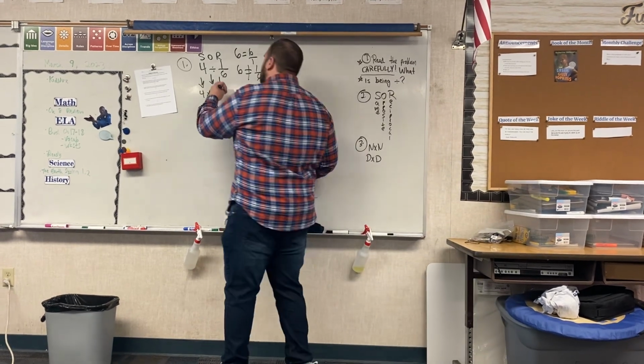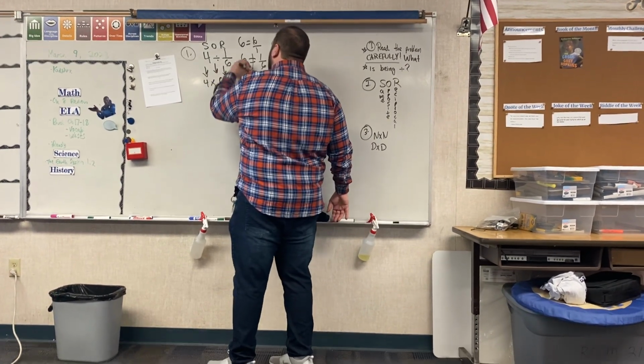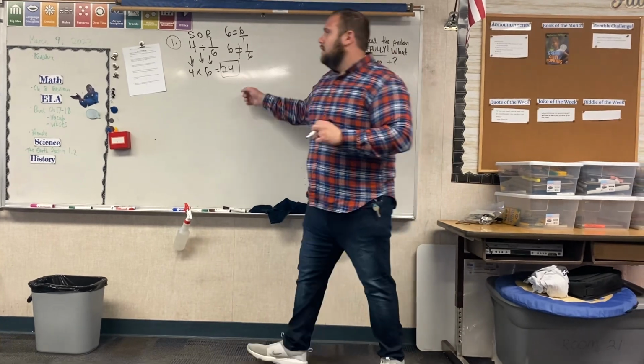So 4 times 6 is 24. 24 servings is your final answer. That's number 1. Number 2.